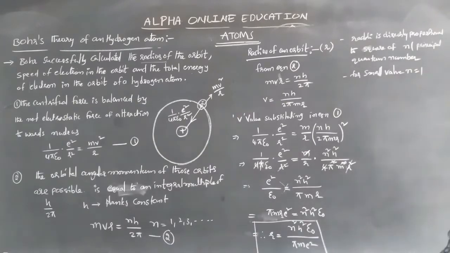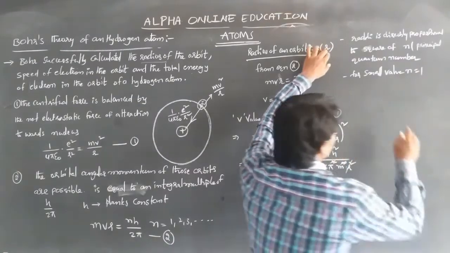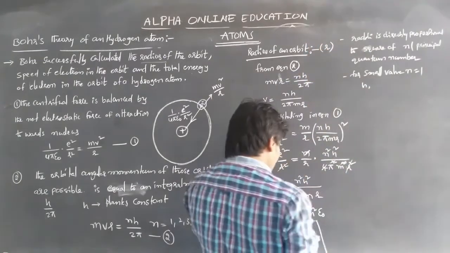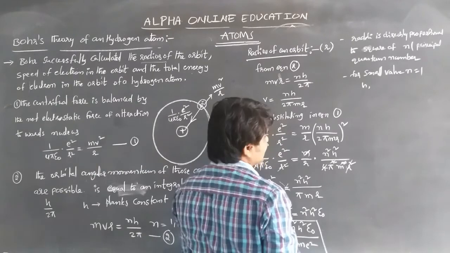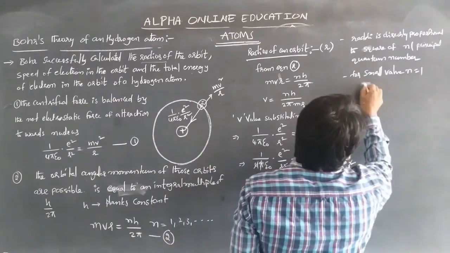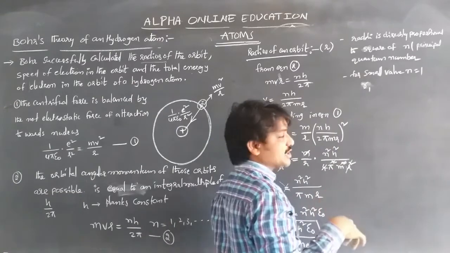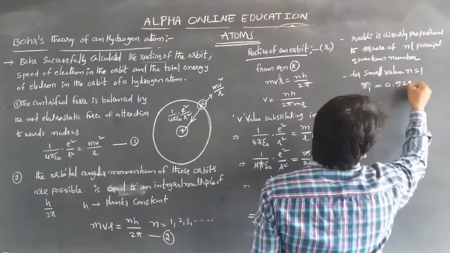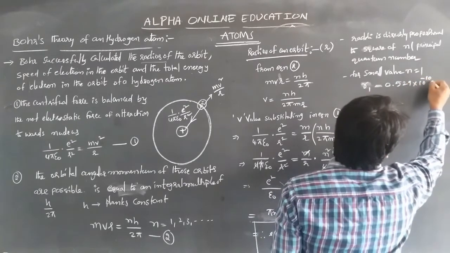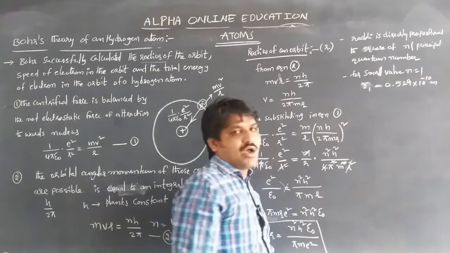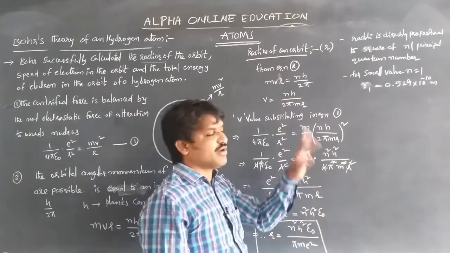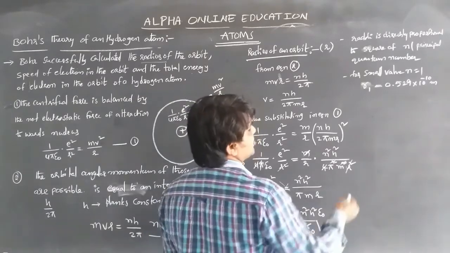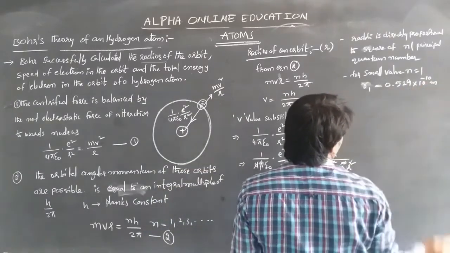So for the small value, n is equal to 1, by substituting the values of Planck's constant h and the other constant values, we can get R1. For n is equal to 1, the first, lower inner orbit, which is near to the nucleus, has a radius of 0.529 into 10 to the power of minus 10 meters.